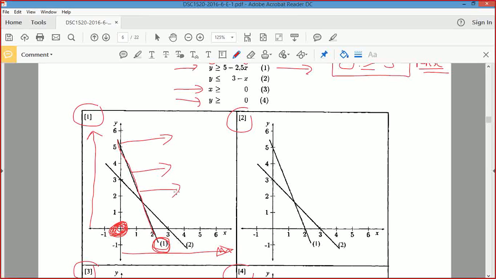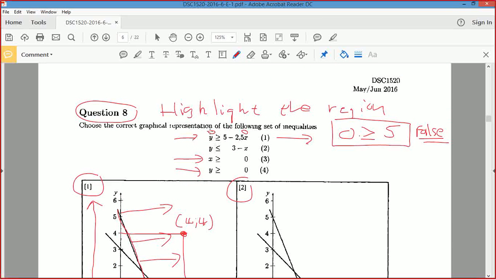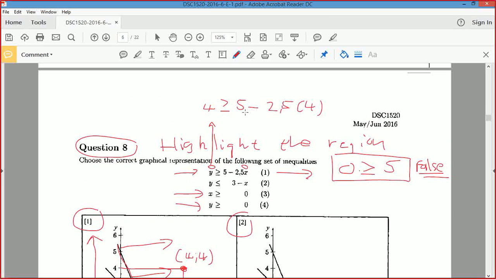Okay, we can test it. Let me choose another number, just a random one. I'm going to use 0.4 and 4. Let's plug it in. If I plug in a 4 here, I'm going to get 4 greater than or equal to 5 minus 2.5 times 4. What's 2.5 times 4? 10. Minus 10, right? What's 5 minus 10? It's minus 5. Is 4 bigger than or equal to minus 5? No, okay, so it's false.